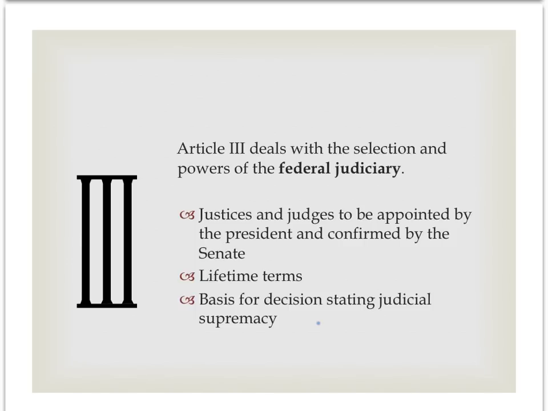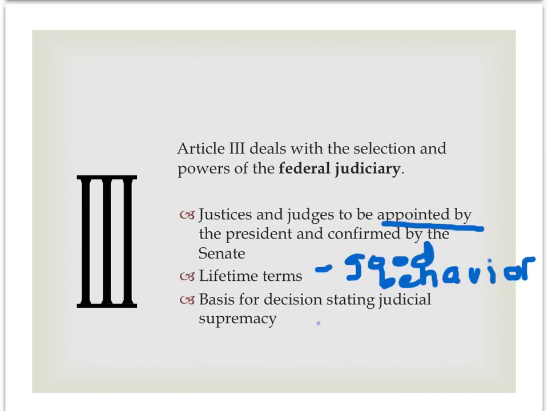It's very short. It talks about term of office, which is good behavior. We tend to shorthand that to lifetime, but it actually says on good behavior. You can impeach and remove judges, and some have been impeached and removed. It sets up the process to select them. They are appointed by the president, confirmed by the Senate. All confirmations are by the Senate, so it was the states agreeing.